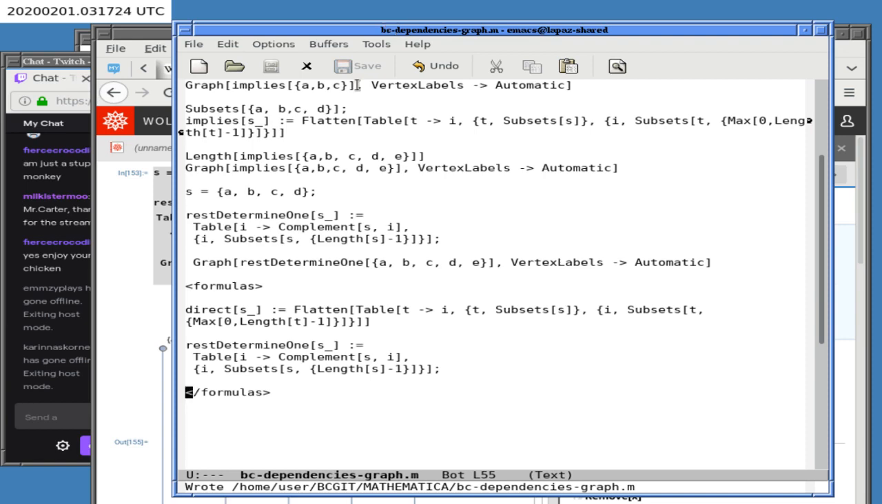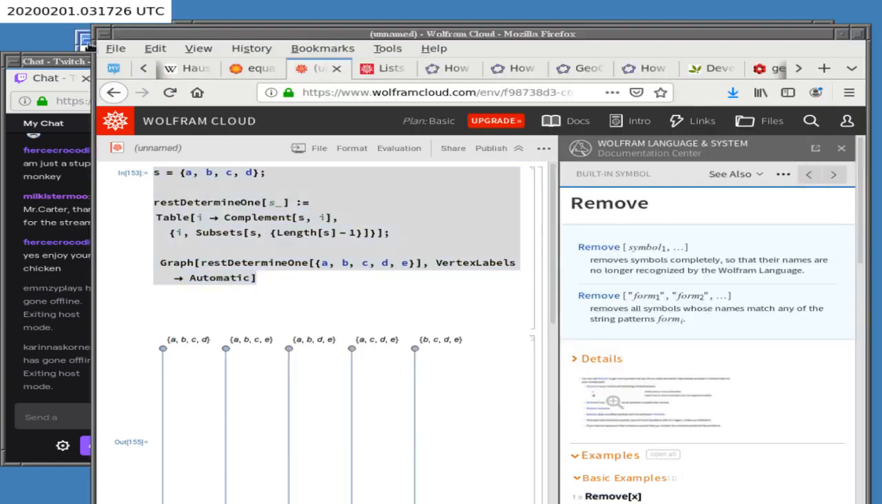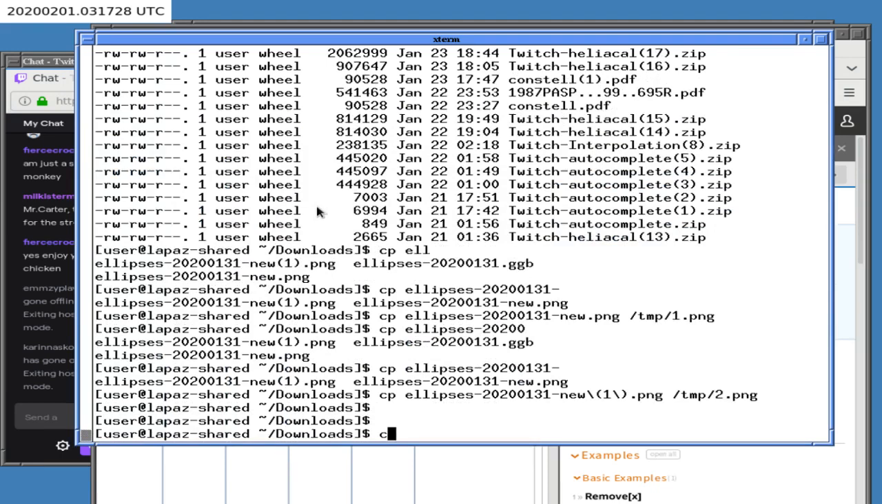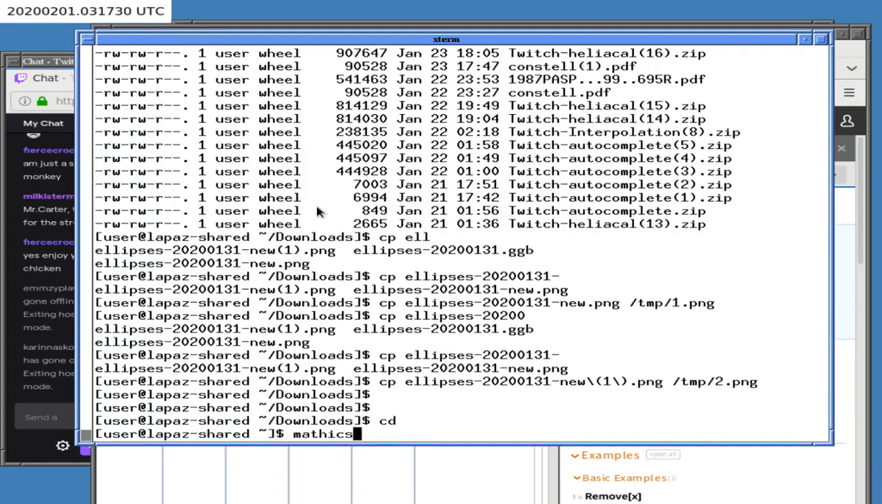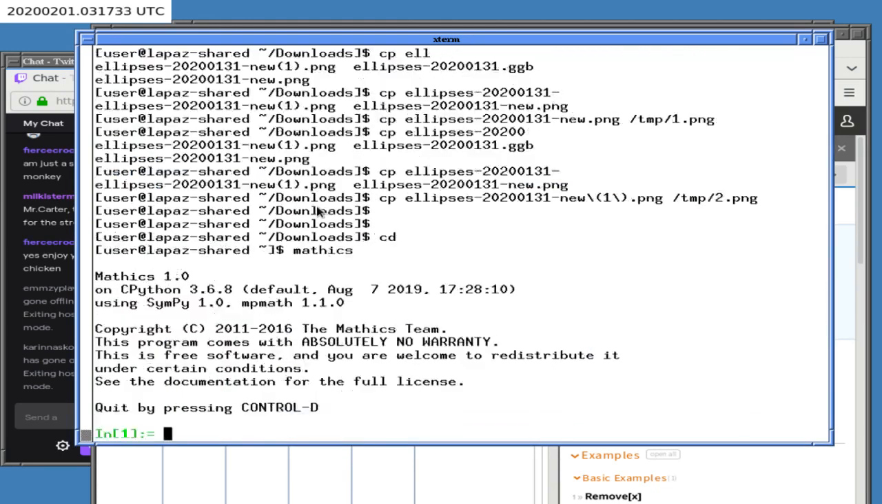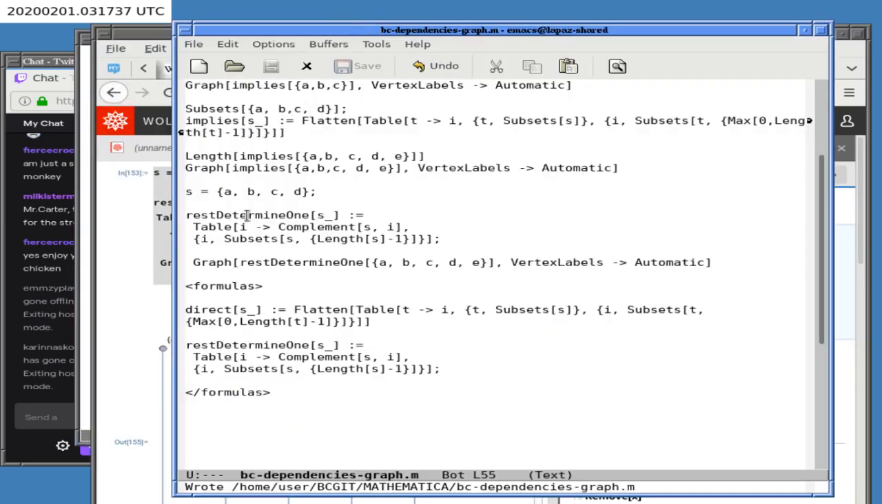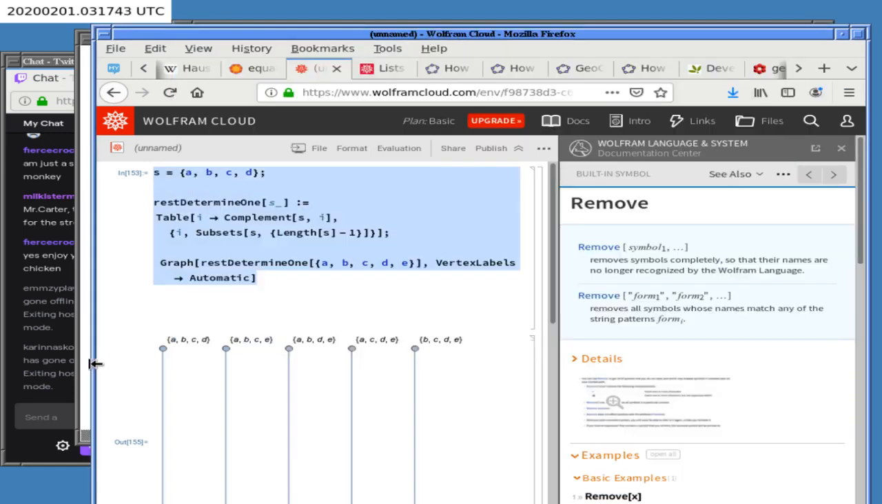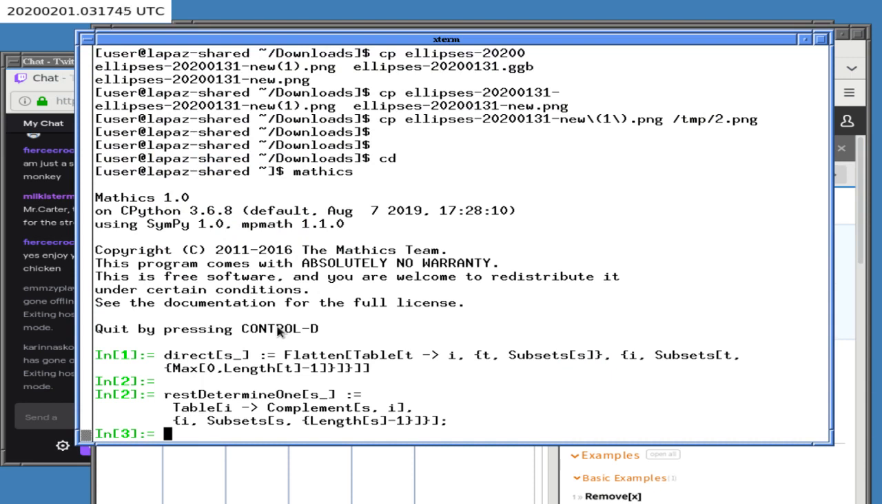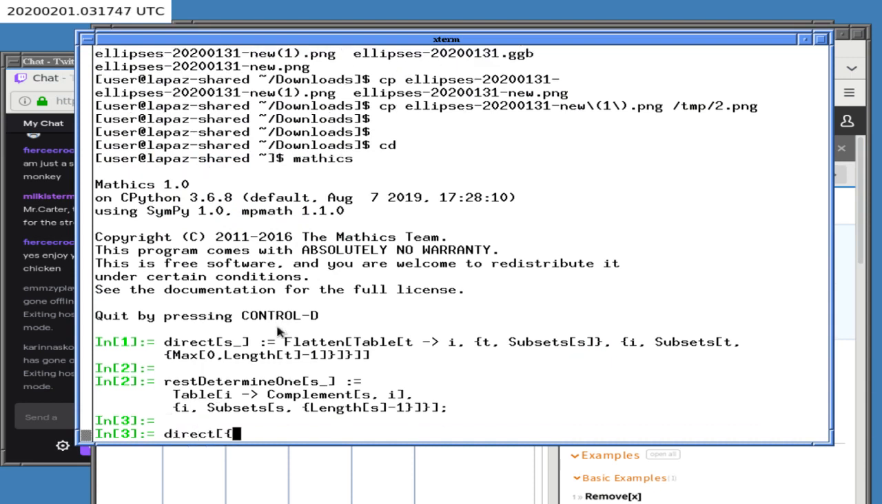I'm vaguely curious to see if Mathics can handle this. And if it doesn't, it'll just add to my disappointment, which is also valuable. So let's see if I can find these two functions here. Oops, these two functions here. And okay, so give me the direct subset implications of ABC.